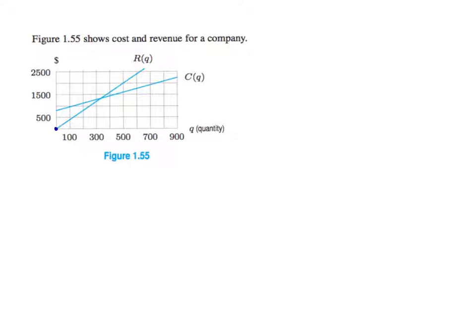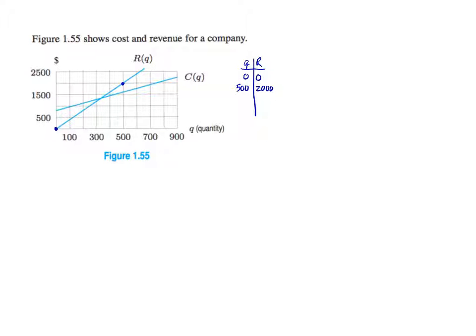Also notice on the revenue function, we have another point that is fairly easy to distinguish. So in addition to having a point for the revenue at 0, 0, we also have a point where the quantity is 500 and the revenue is $2,000.